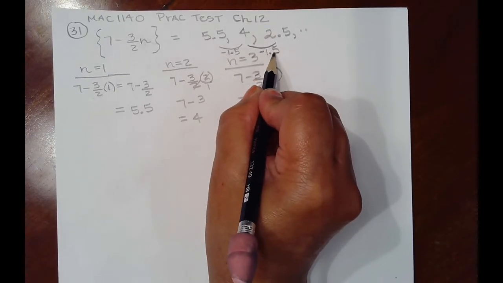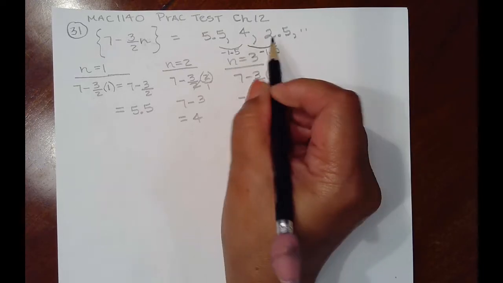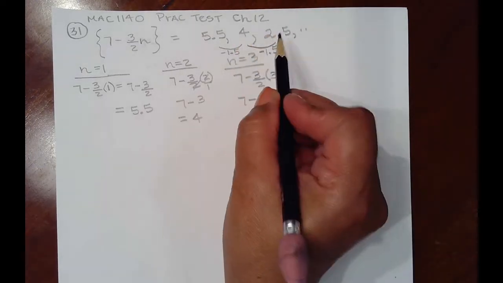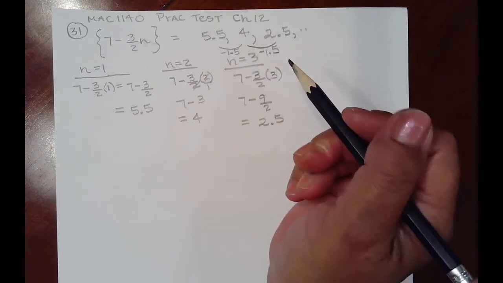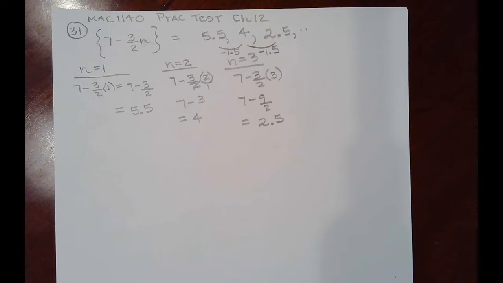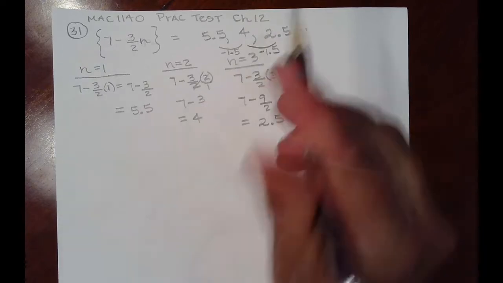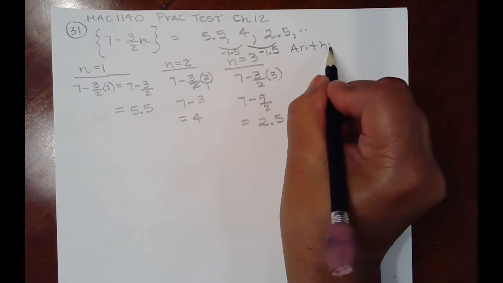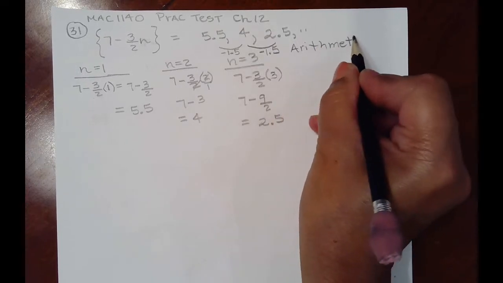You see that it is the same, and you can put that in your calculator, just 2.5 minus 4, and you would see it's a negative 1.5. So you're going down by 1.5 each time. When you're going down, it means you're subtracting. Therefore, this is arithmetic. Arithmetic sequence.